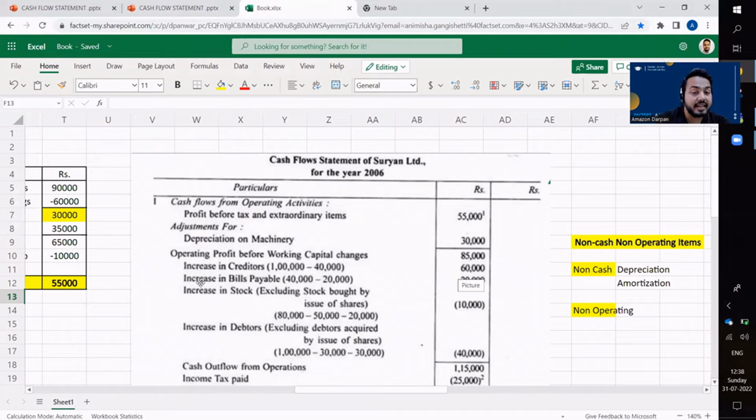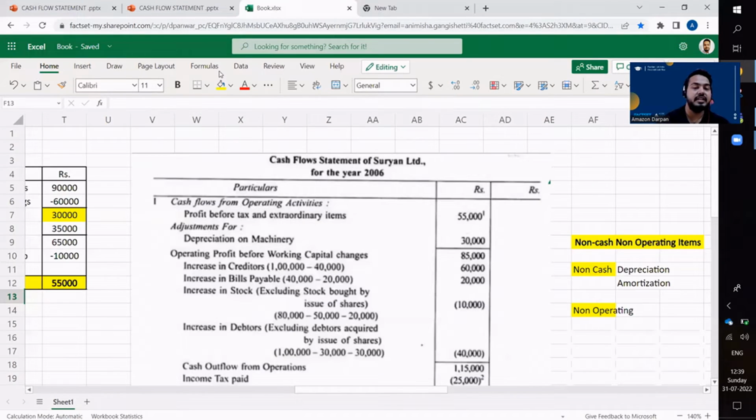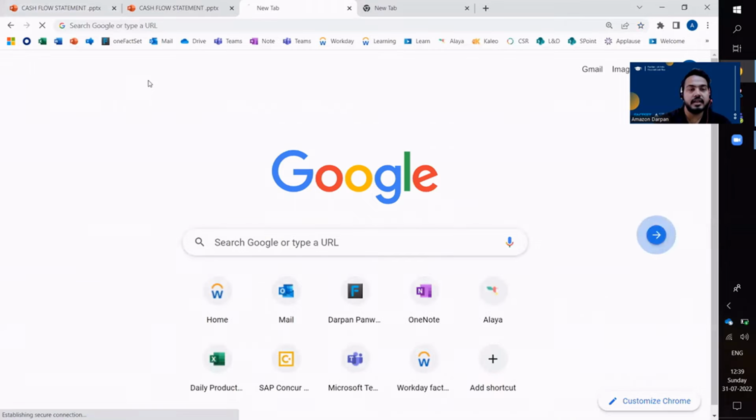Now we'll see the next item in the balance sheet, which is bills payable. Bills payable means you have to pay an amount to someone. So it's a short term liability for you. What we see is that a 20,000 amount is there, and it has become 40,000, which means there is again an increase in current liability. And as per our sheet, oh, just 1 second.